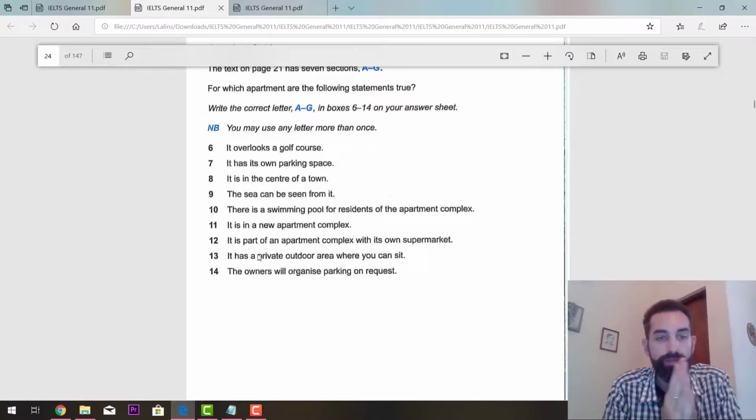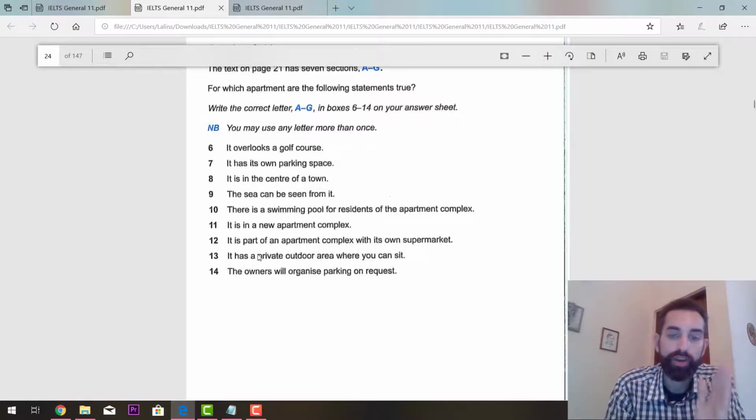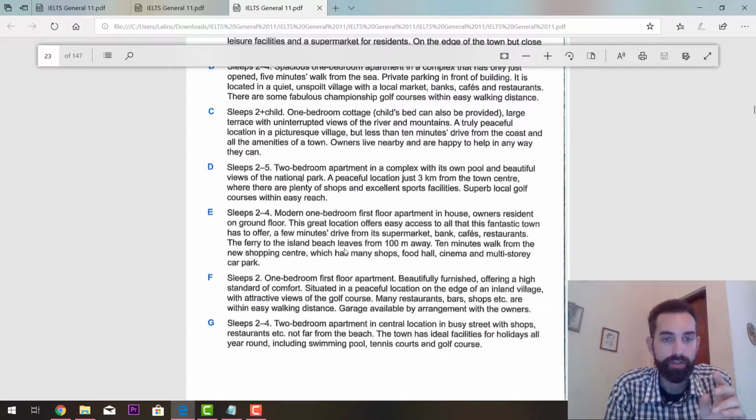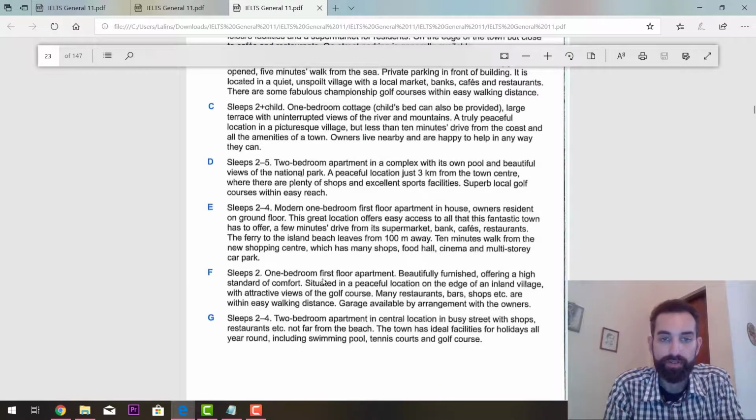So now the last one, 14. The owners will organize parking on request. And yes, that we chose, that was F, correct? Yes, that was F, so let's look there. One-bedroom first-floor apartment, beautifully furnished, offering a high standard of comfort, situated in a peaceful location on the edge of an inland village with attractive views of the golf course.